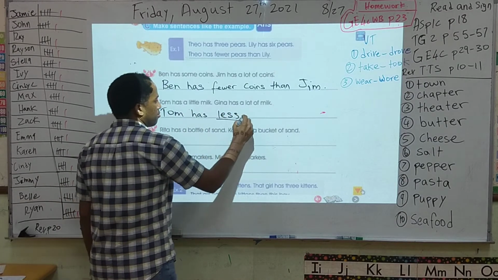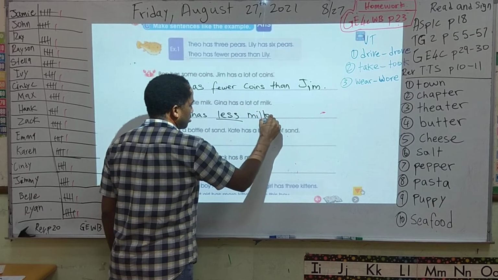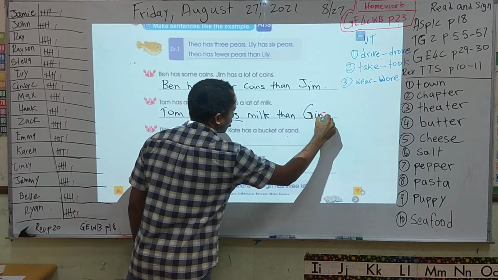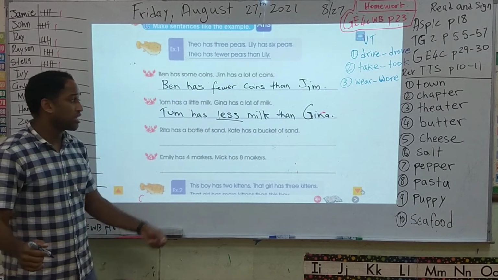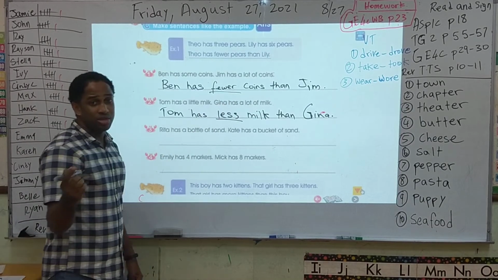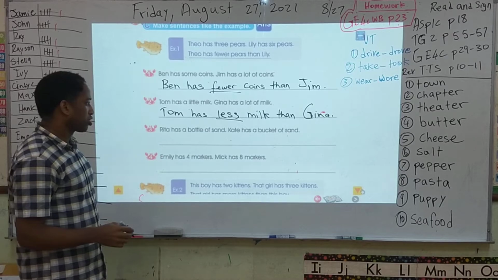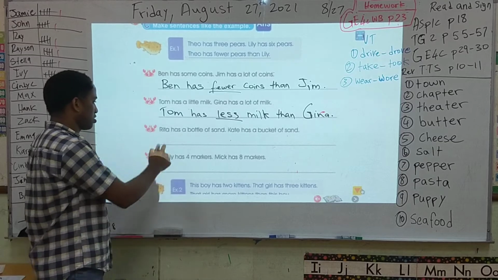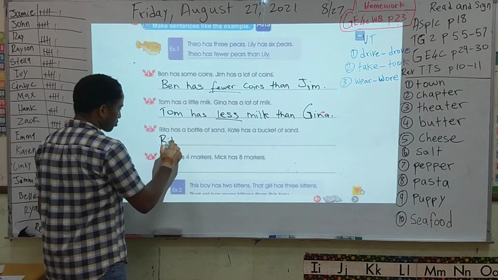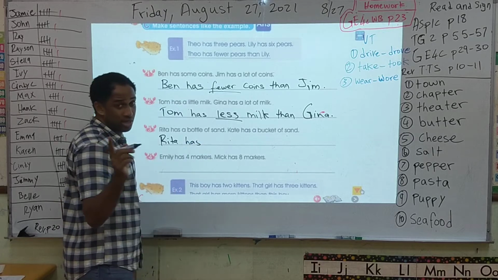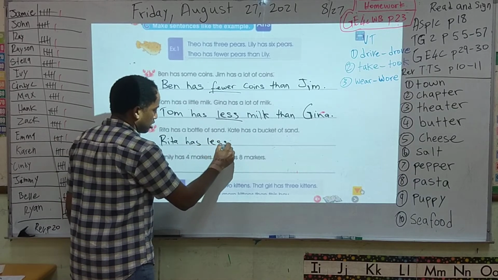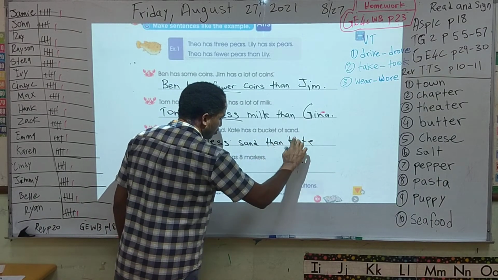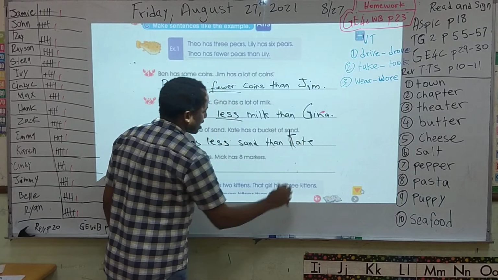So remember, less milk, because milk is uncountable, than Gina. Okay, so remember, milk is uncountable, so we use less. Coins are countable, so we use fewer. Rita has a bottle of sand. Kate has a bucket of sand, so a bottle and a bucket. So who has less? Rita. So Rita has less sand, because sand is uncountable, than Kate. Okay, so Rita has less sand than Kate.